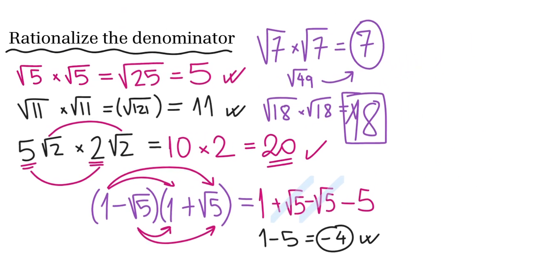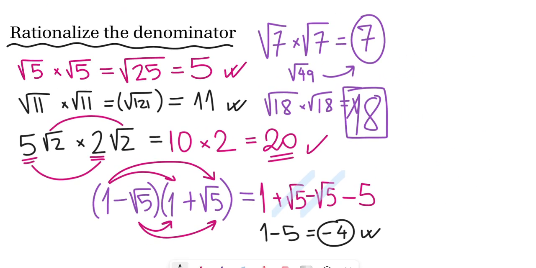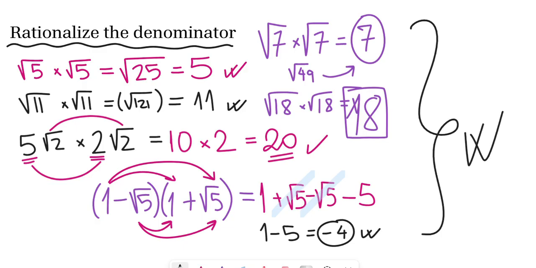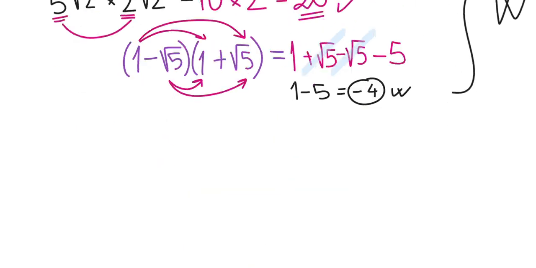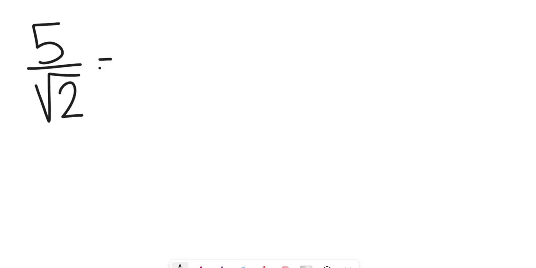Okay, I hope that this was clear. If not, please refer to the previous lesson where we have explained all of this. Now, in today's lesson, if we have a fraction, for example, 5 over radical 2, this has to be rationalized. By rationalized, we mean we do not want to see square roots in the denominator. How do we get rid of that?